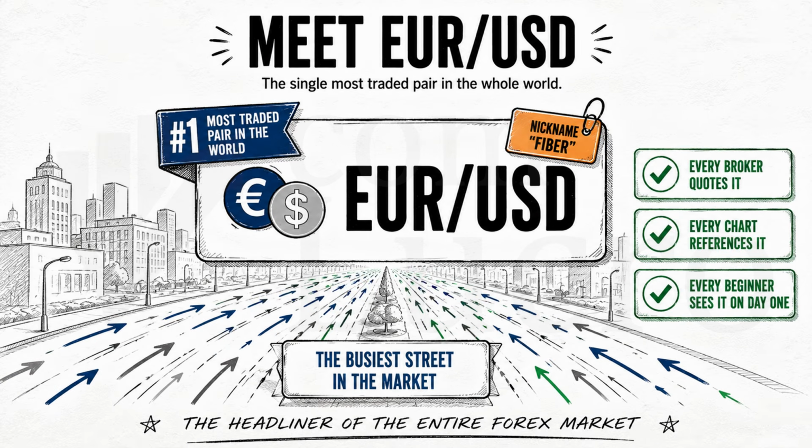Let's meet EURUSD first, because it's the headliner of the entire Forex market. It's the single most traded pair in the world, the one every broker quotes, every chart references, and every beginner sees on day one. Some traders even nickname it Fiber, but you don't need the nickname to remember it. Just remember it's the busiest street in the whole market.